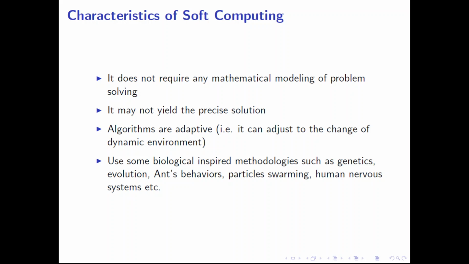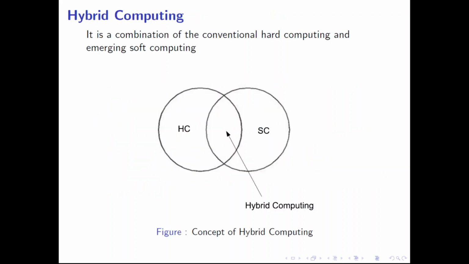That is, the problem itself may not be unambiguous. It may behave in a different way in different circumstances. Then the algorithm should be able to adapt. Okay, fine. And then, what is hybrid computing?